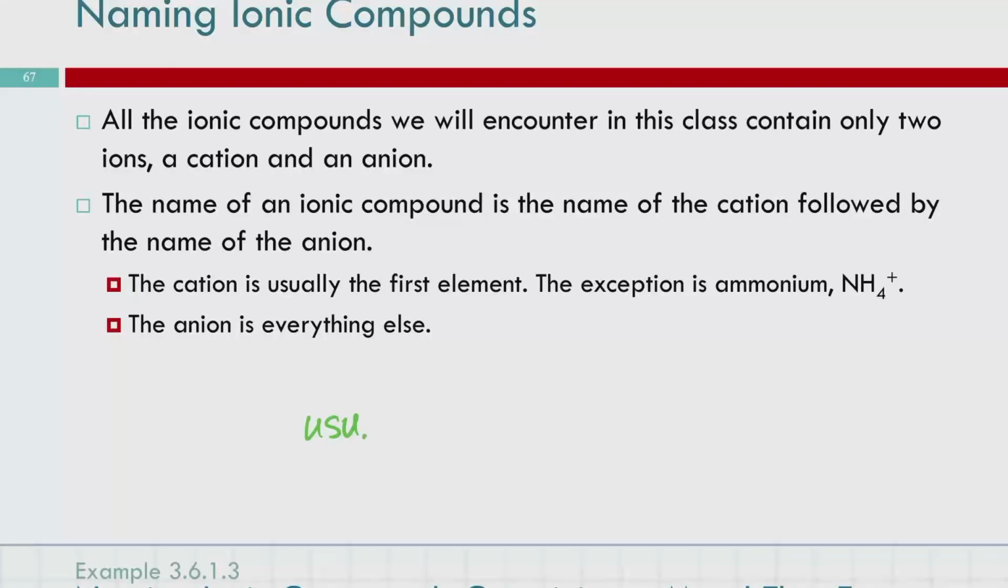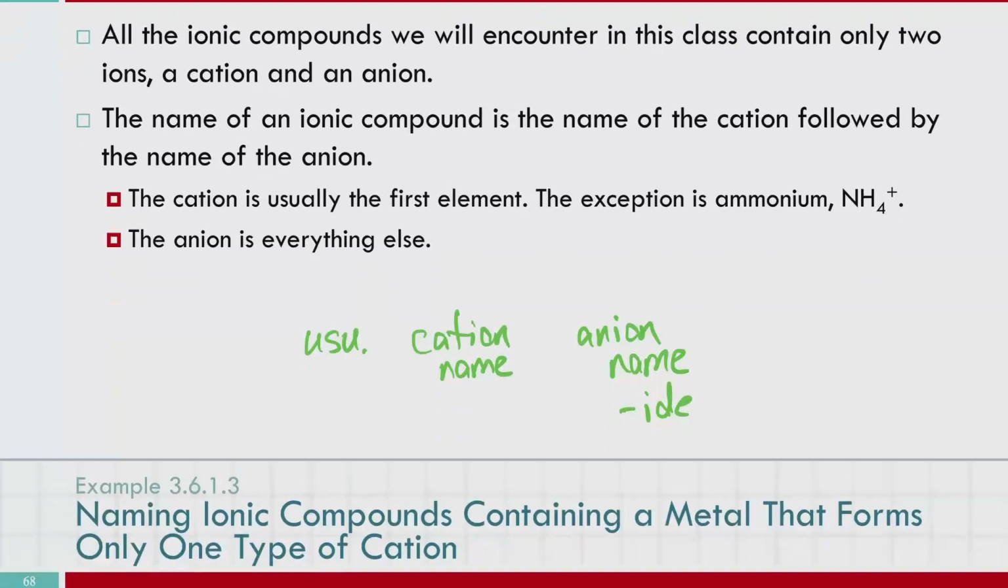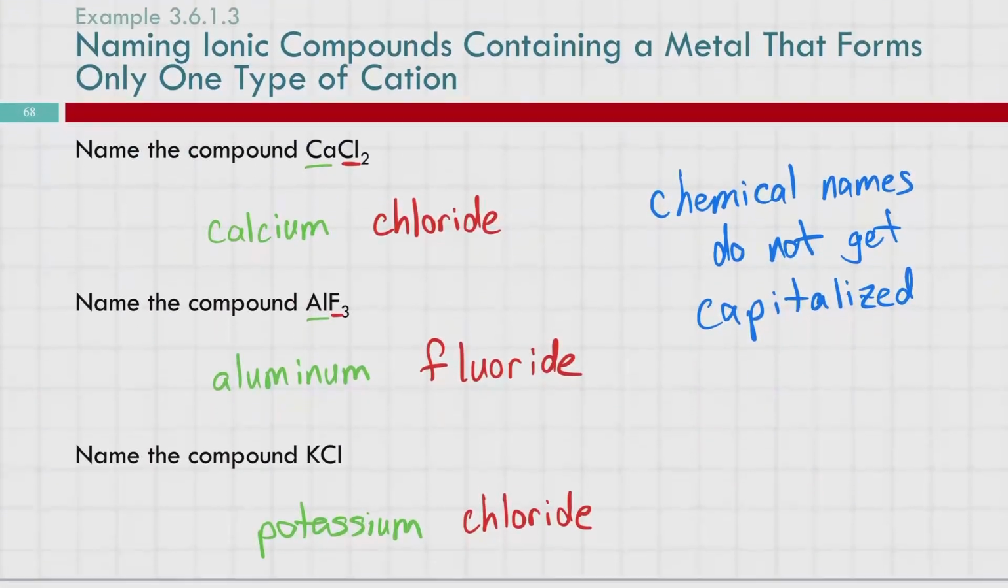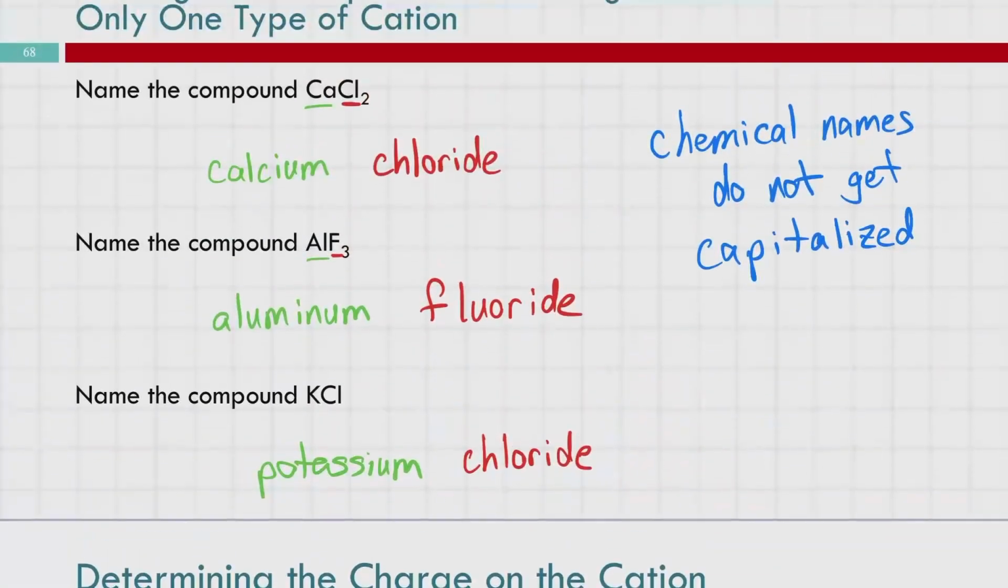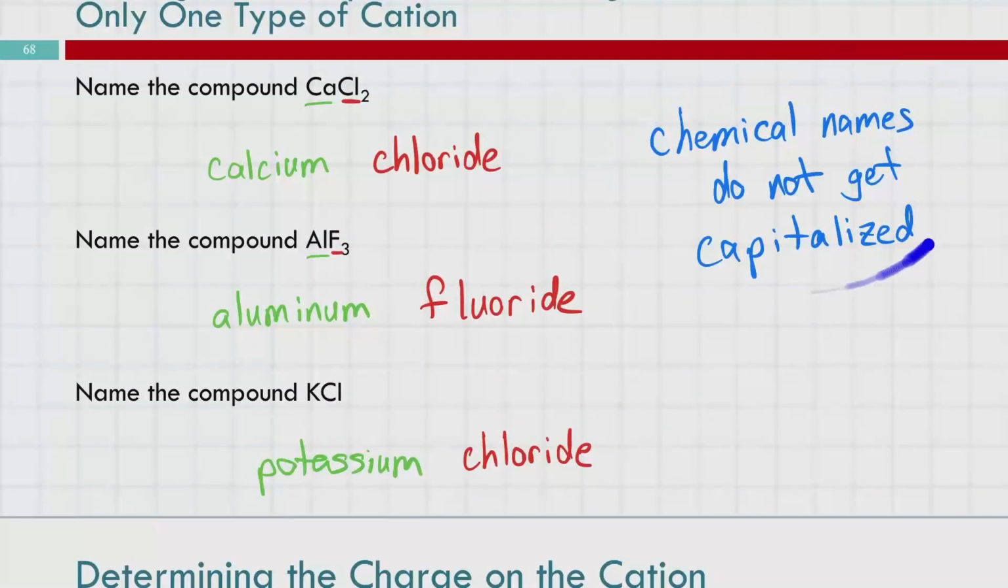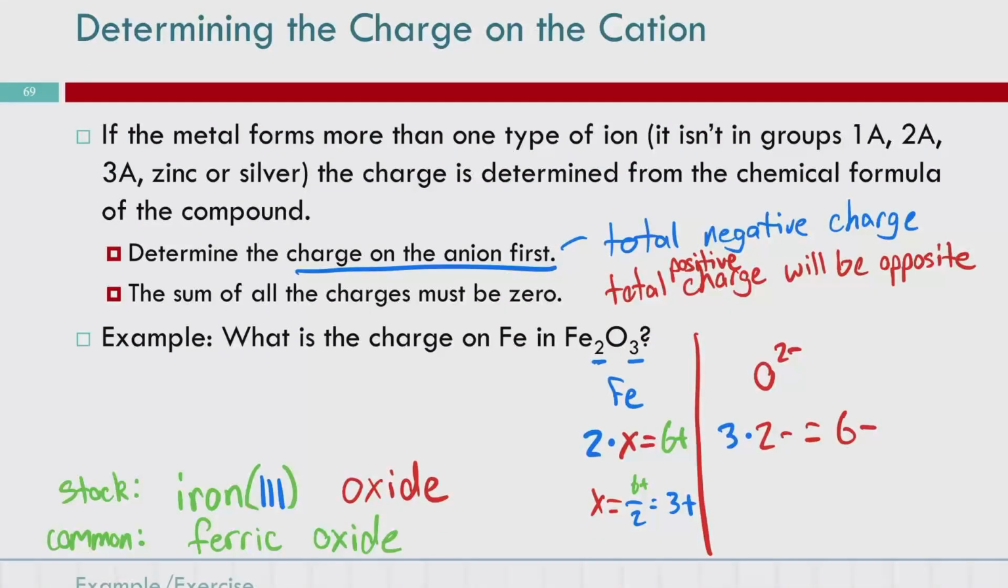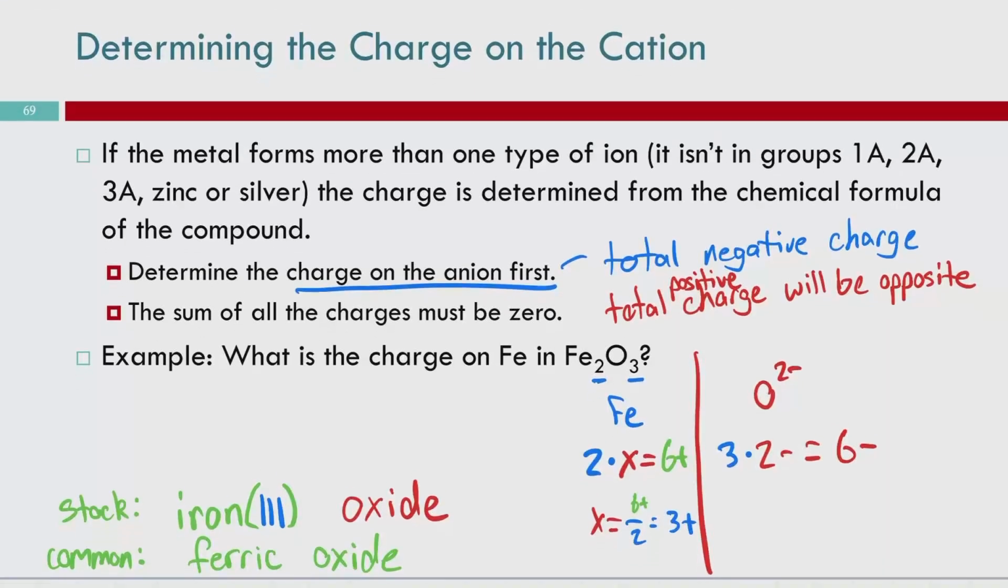anytime we've got a metal, it's going to be cation name followed by anion name, usually ending in "ide." There's some other possible endings as well. And we did some examples. I also pointed out that chemical names don't get capitalized. They're not proper names, so you don't need to capitalize any of them. You can just use small letters instead.